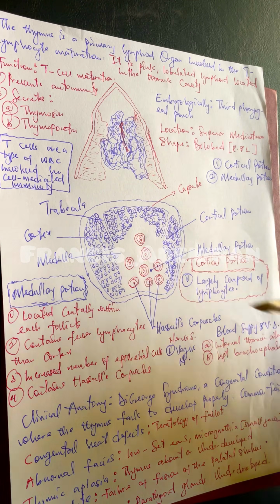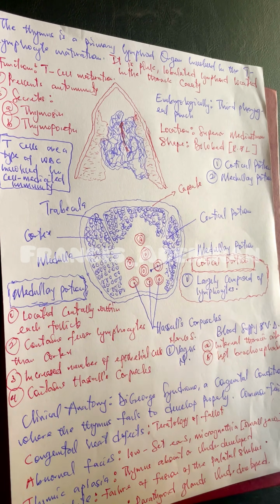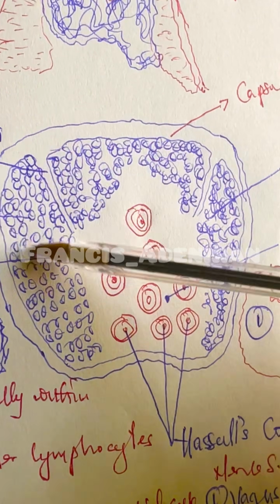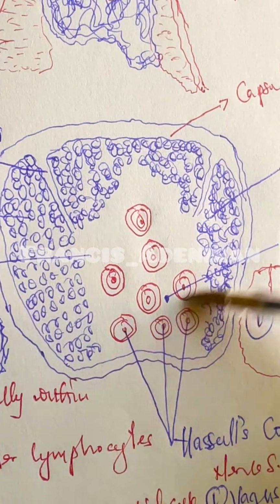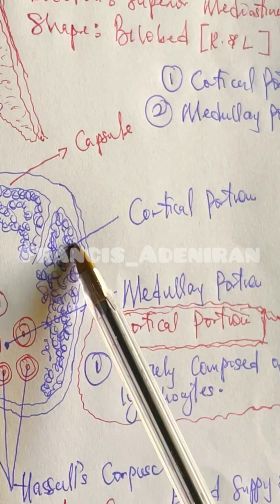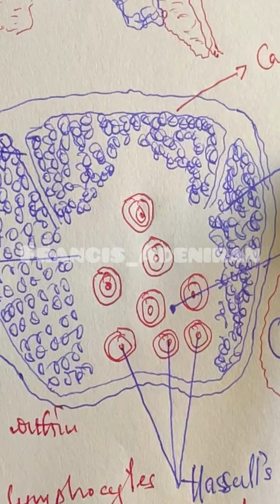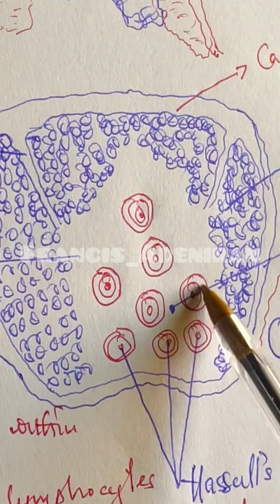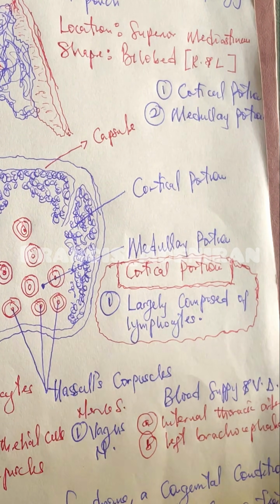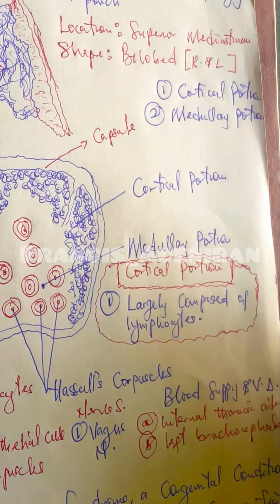Now, if we consider the thymus internally, it's divided into two parts, the cortical portion and the medullary portion. So if this is being sliced and looking at it internally, histologically, this is what you would find. Now, this part is the cortex, the cortical portion, while this part is the medullary portion. Now, let's discuss the cortical portion and the medullary portion respectively.